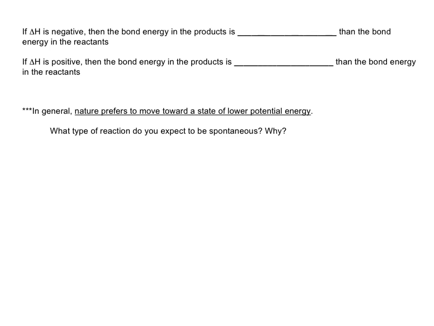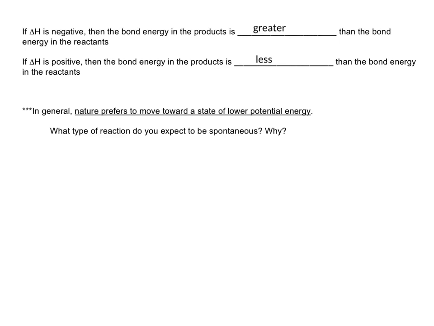If delta H is negative, then that means that the bond energy in the products is greater than the bond energy in the reactants. And so we're going to get more energy back when we form those new compounds than we required to break the old ones. And if delta H is positive, then the bond energy in the products is less than the bond energy of the reactants.